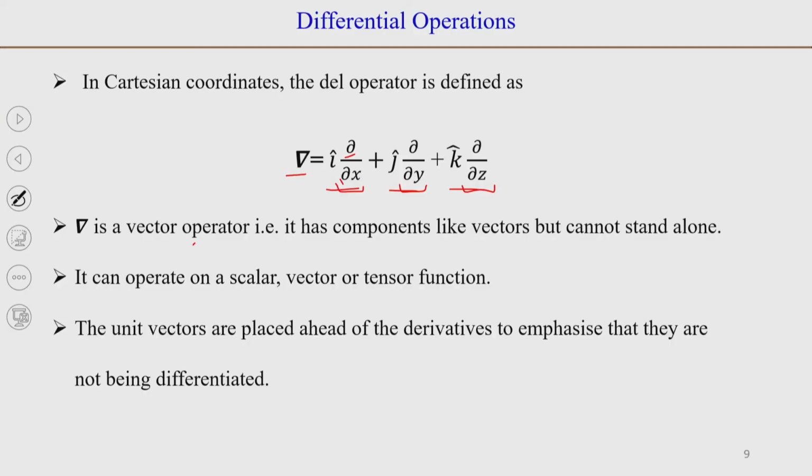The other thing that I would like you to notice here is that I have written these components i, j and k just before the derivatives. You can also write them after the derivatives, but you need to remember that these unit vectors are not being differentiated here. So, del by del x is not del by del x of i. Okay. It is i multiplied by del by del x, j multiplied by del by del y plus k multiplied by del by del z. Okay.